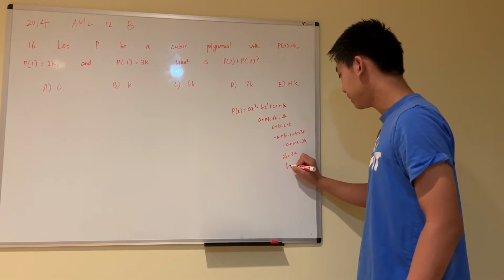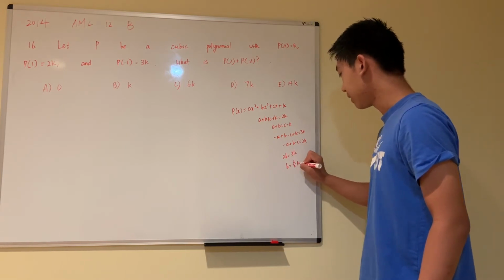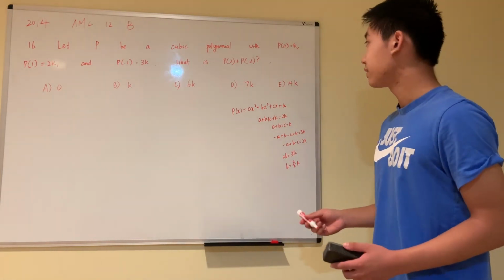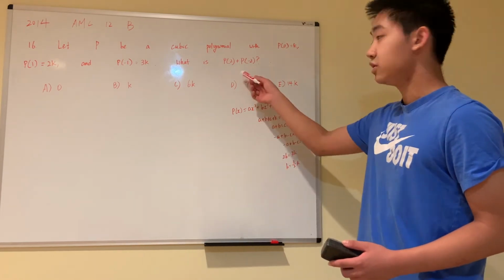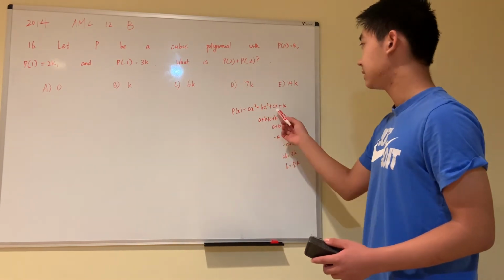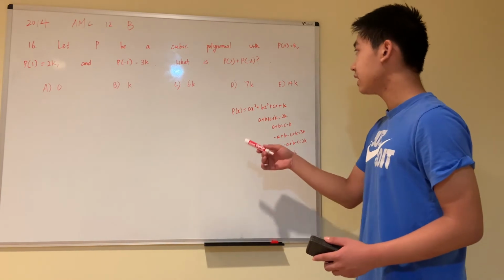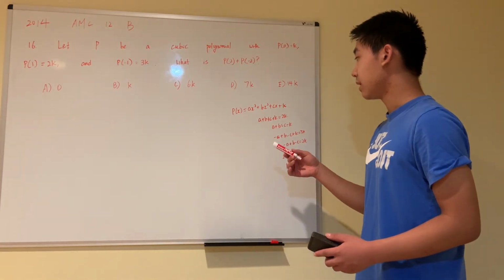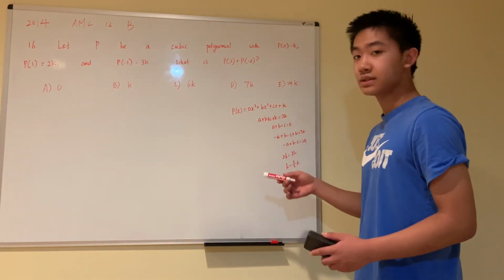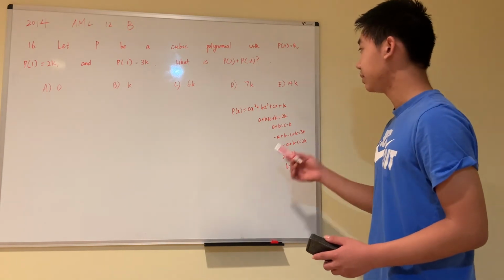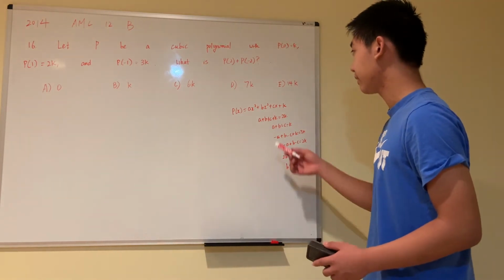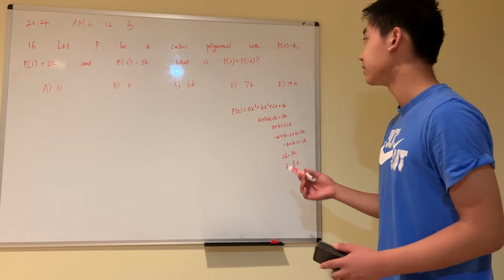And that means that b equals 3 halves of k. And right now, we have to realize that if we have p of 2 plus p of negative 2, the a and c terms are going to cancel, because a times 2 cubed plus a times negative 2 cubed is going to be equal to 0. And similarly, if we have 2c, it's going to cancel with negative 2c.